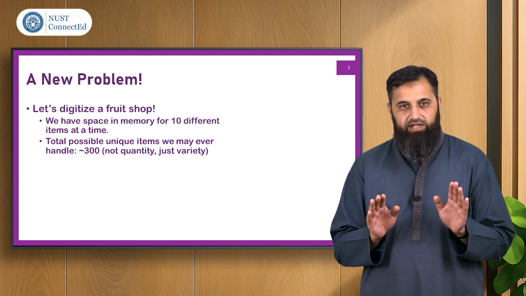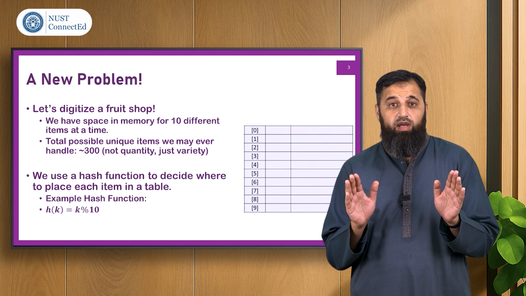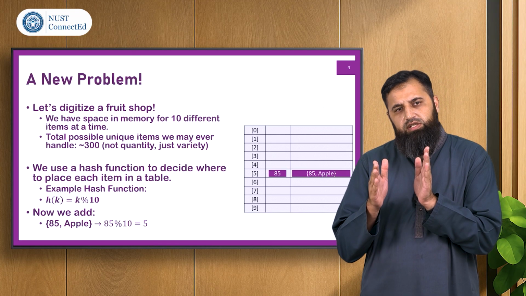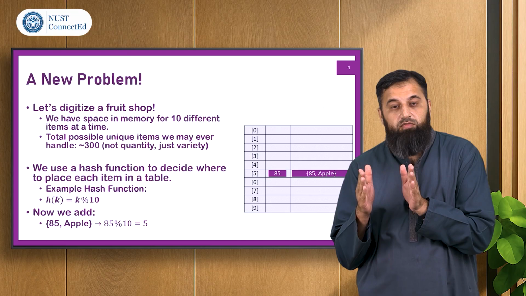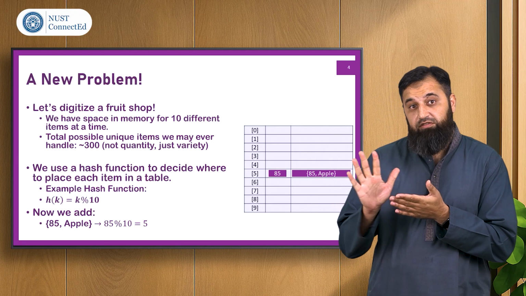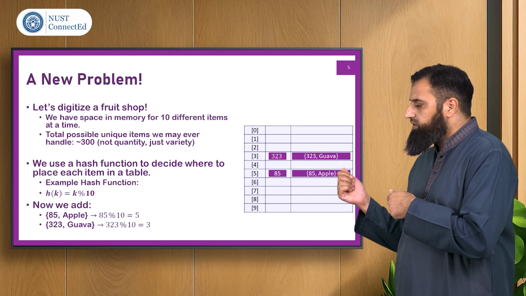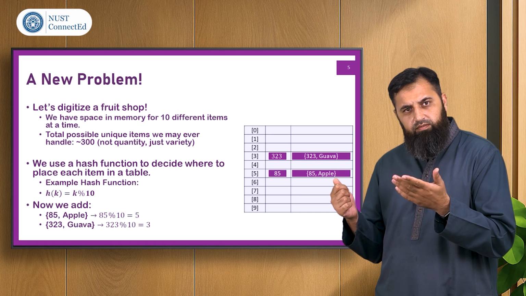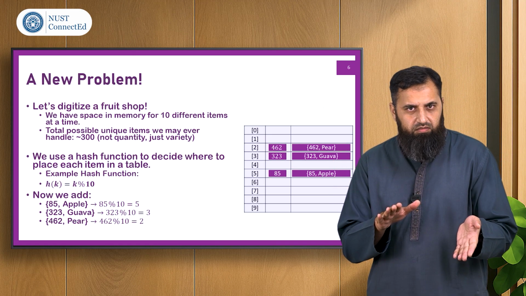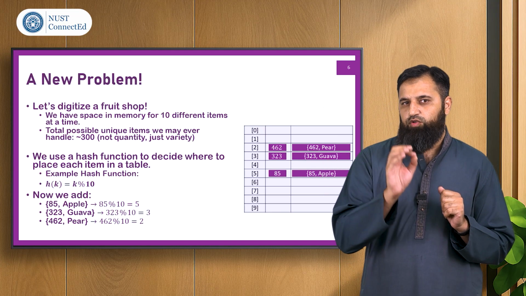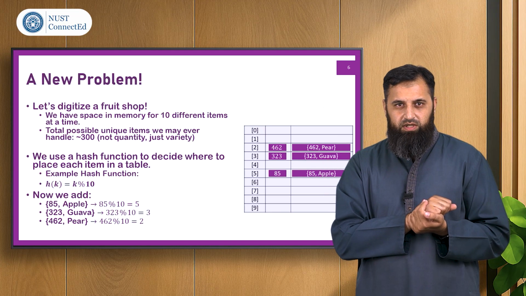Now, consider the case of a fruit shop. We want to digitize it. We have a hash table with 10 slots, indices 0 to 9. First, we hash and insert apple. It lands at index 5. Next, we take guava. Its hash points to index 3. Then pear. It goes to index 2. So far, so good. Each fruit has its own slot.